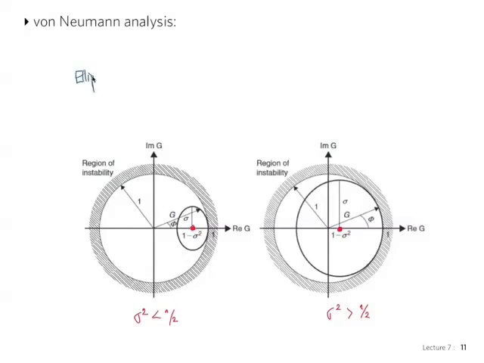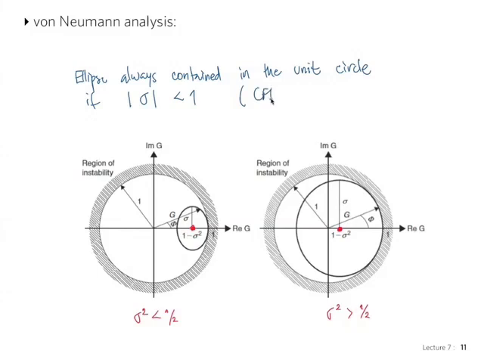So this ellipse is always contained in the unit circle, the circle of stability, as long as, again, sigma is less than 1, our CFL condition. So we have, as for most of our previous schemes, the same condition for stability.